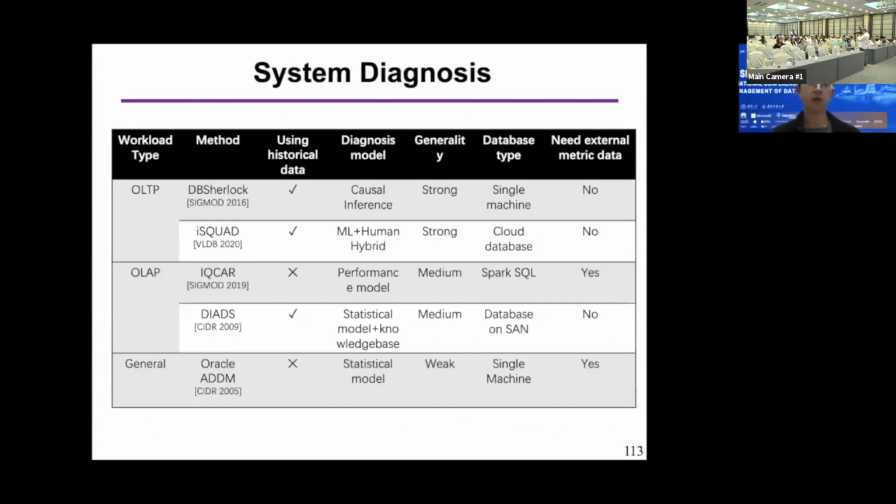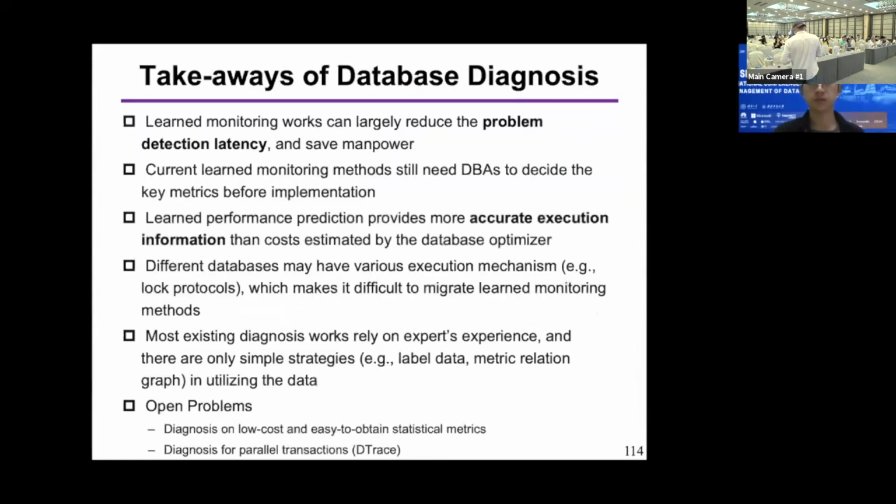So in this table, we can summarize the differences of the different system diagnosis methods. And there are some more general diagnosis methods for both the OLTP and OLAP workloads in commercial databases like Oracle. However, all of those methods are knowledge-based, and most current methods are not very efficient in using the DBA experts and the machine learning techniques.